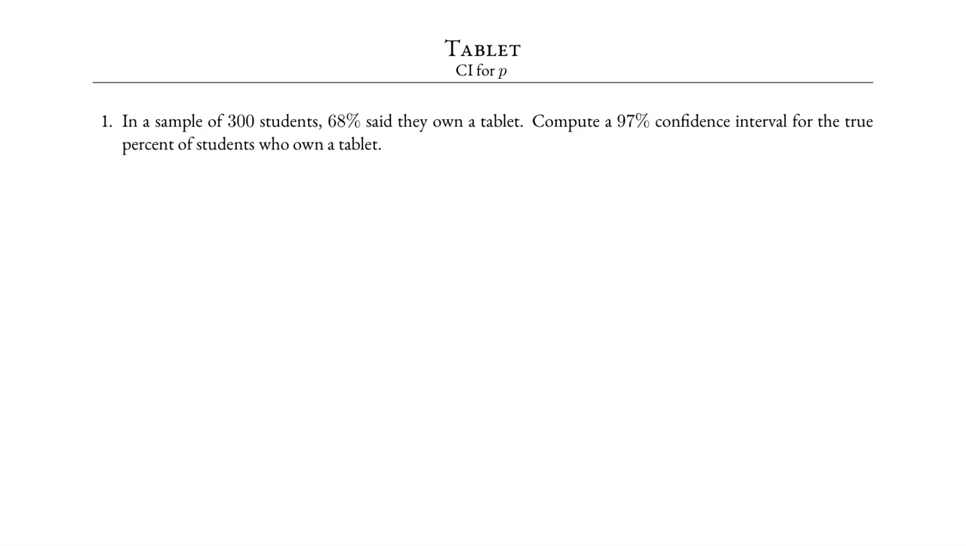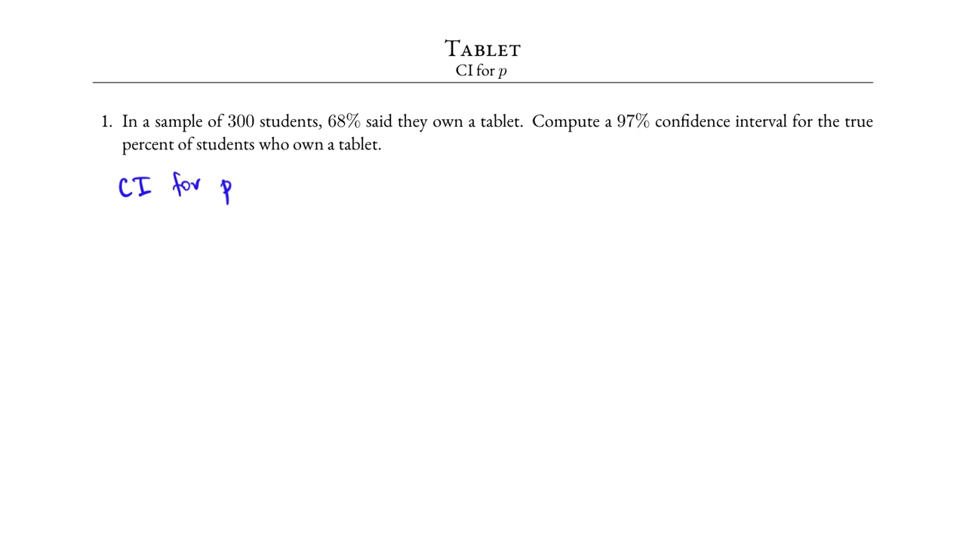In a sample of 300 students, 68% say they own a tablet. Compute a 97% confidence interval for the true percent of students who own a tablet. To construct the confidence interval for the true percentage is the same as to construct the confidence interval for the proportion. And so this is the confidence interval for p.